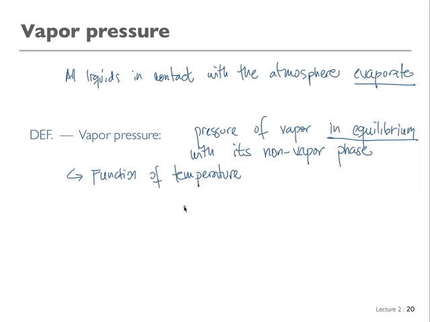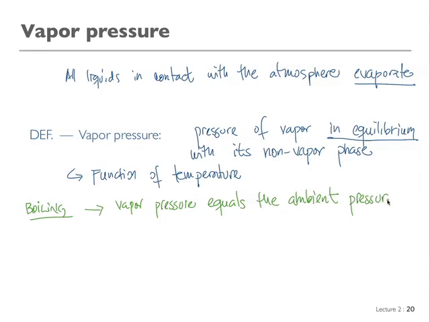And of course you've observed the process of boiling. Boiling occurs when the vapor pressure equals the ambient atmospheric pressure. That's the process of boiling. But of course, since the vapor pressure depends on temperature, the boiling point also depends on temperature.